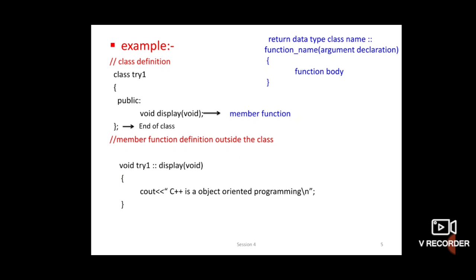Then what is the format? Return data type, class name, scope resolution operator, function name, argument declaration. Here void is the return data type, try1 is the class name, then the scope resolution operator, display is the member function name, then void, and whatever you write under this function. This is an example of outside the class definition.